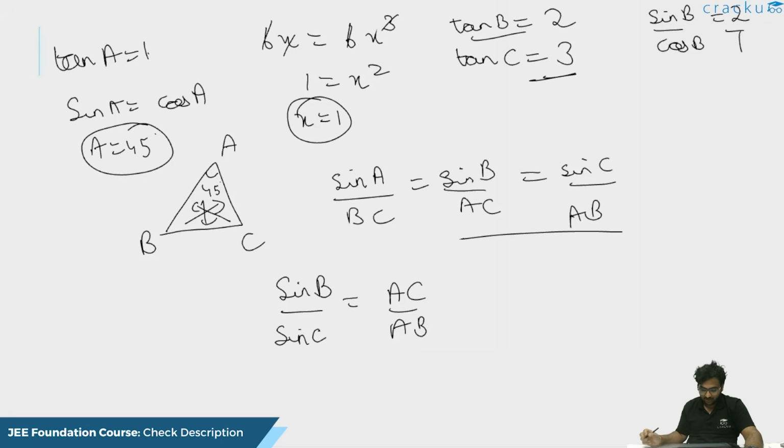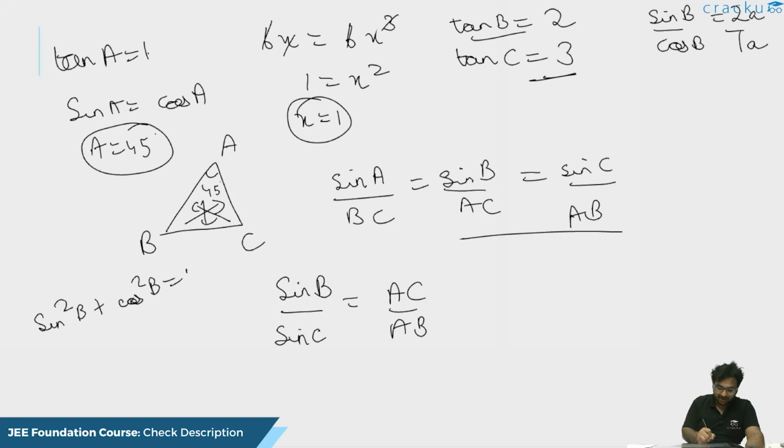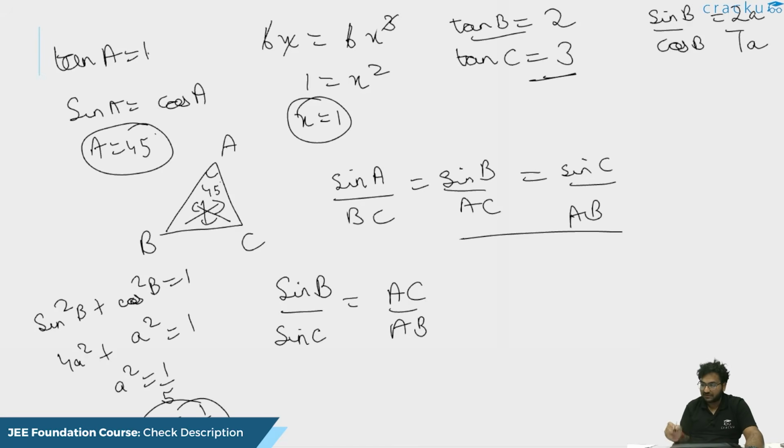Now let sin B equal to 2a and cos B equal to a. Now we know sin square B plus cos square B is equal to 1. What is sin square B? 4a square. What is cos square B? a square. So a square is equal to 1 by 5. So a is equal to 1 by root 5. So sin B will be equal to 2 by root 5.